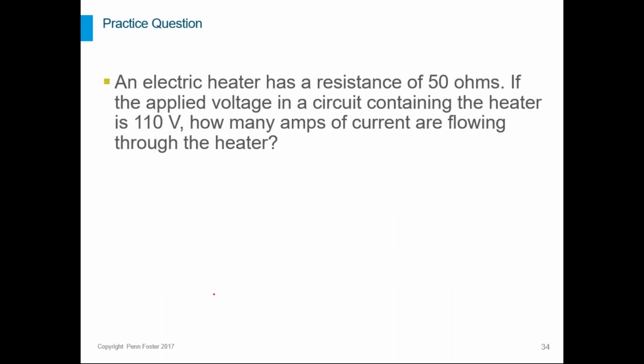So here's a practice question with Ohm's law. An electric heater has a resistance of 50 ohms. If the applied voltage in a circuit containing the heater is 110 volts, how many amps of current are flowing through the heater? We're given ohms, we're given volts, and it asks about amps. So we're going to use the version of the formula that starts with I equals because we're looking for current, and current is abbreviated with an I. Current equals voltage divided by resistance. So we just plug our two numbers in. Our voltage is 110, our resistance is 50, and we take 110 divided by 50 for our answer of 2.2 amps. Pretty simple.